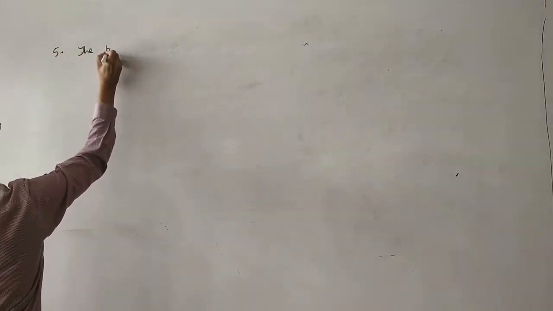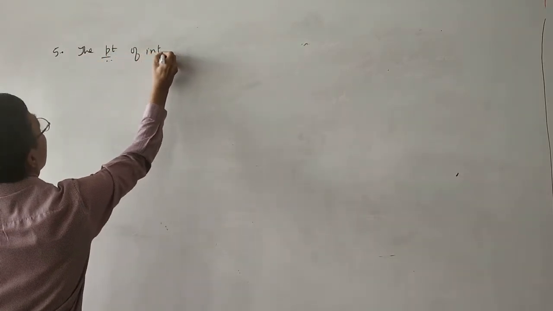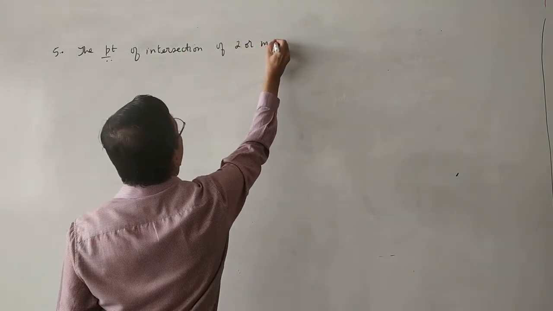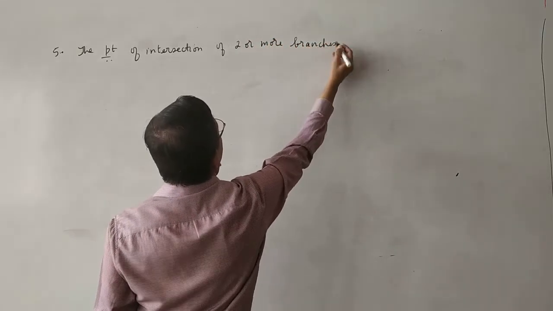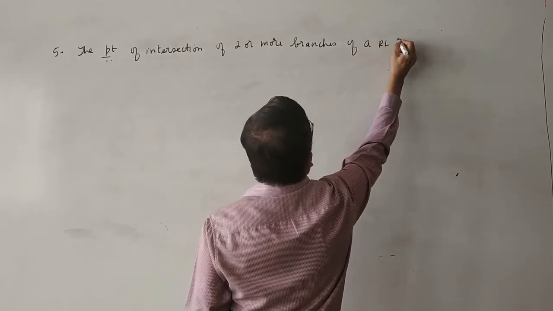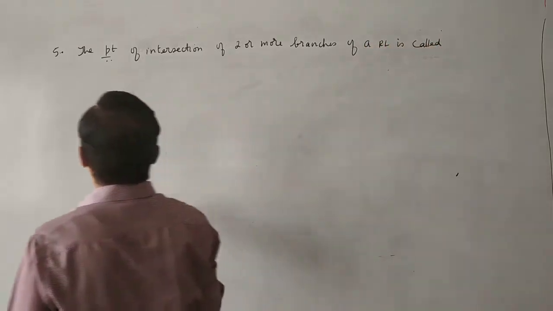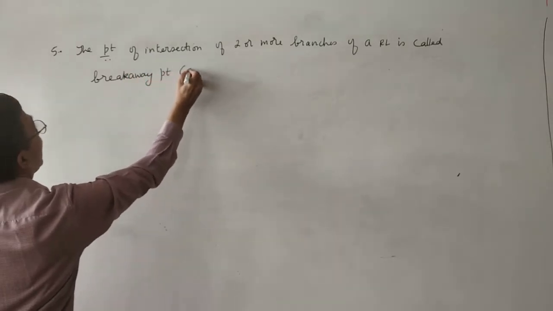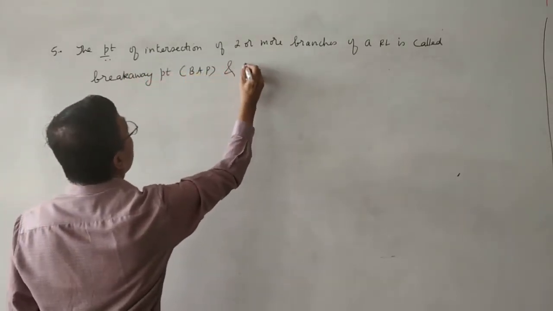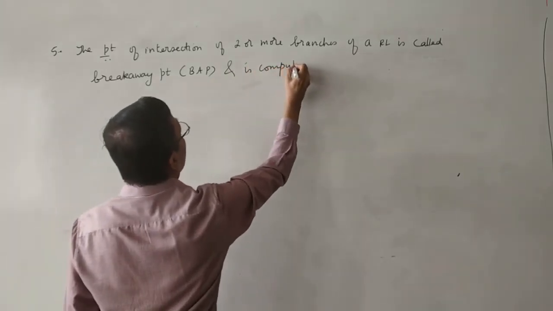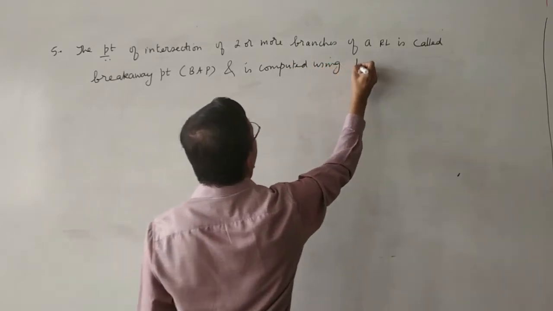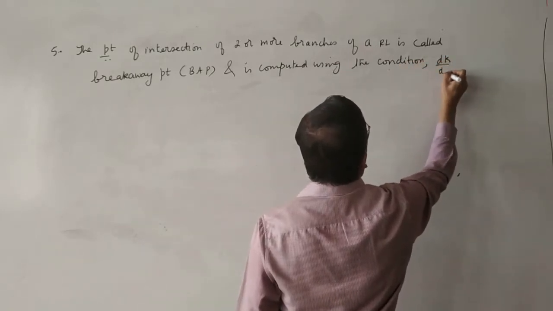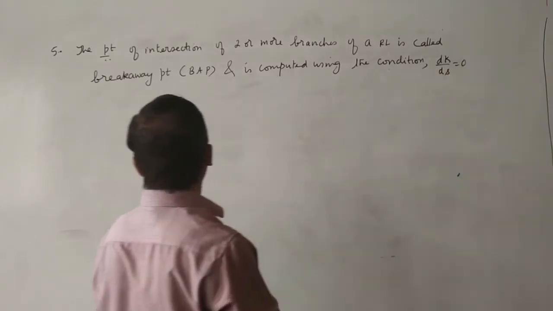The point of intersection of two or more branches of a root locus is called breakaway point, abbreviated as BAP, and is computed using the condition dk by ds equal to 0.